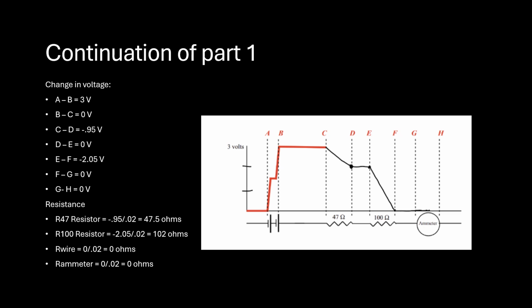So for the resistance, the R47 resistor gives 47.5 ohms. The R100 resistor gives 102 ohms. The R wire gives 0 ohms, and the R ammeter gives 0 ohms.